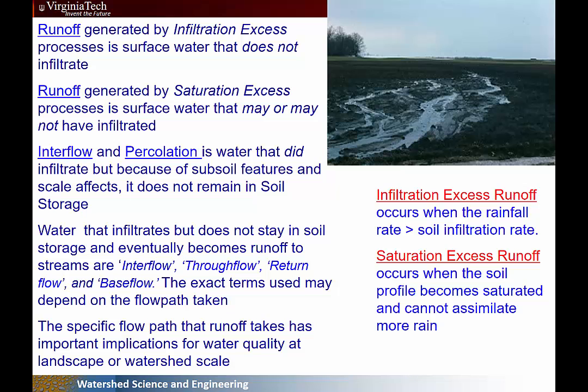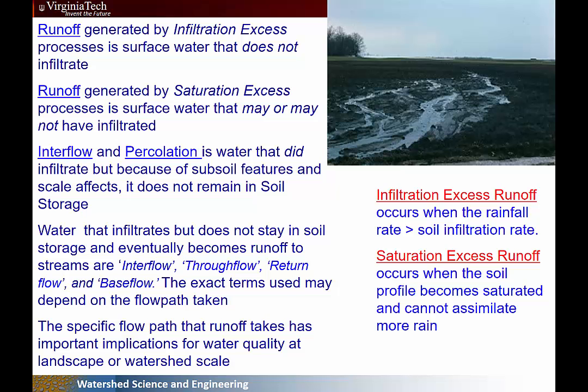So water that infiltrates but does not stay in that storage and eventually becomes runoff to streams, there's many different terms to describe them. I've listed a few here. So interflow, through flow, return flow, base flow. And the exact terms really depend on how that water is moved through the landscape. And I'll show an example in a minute.